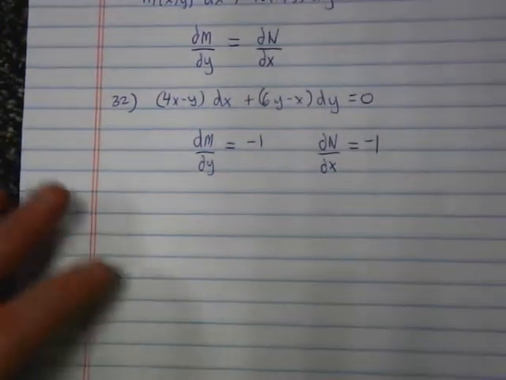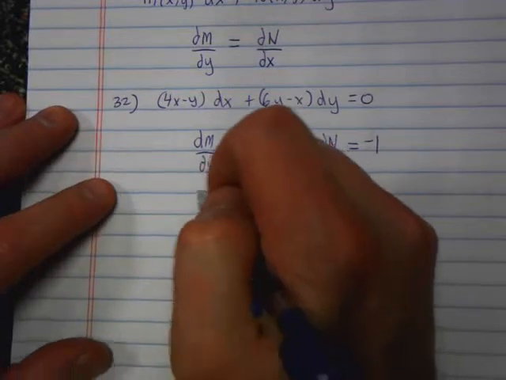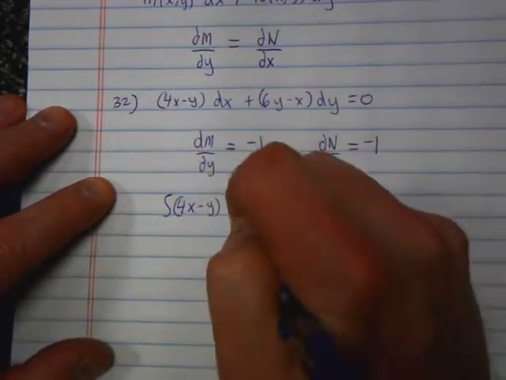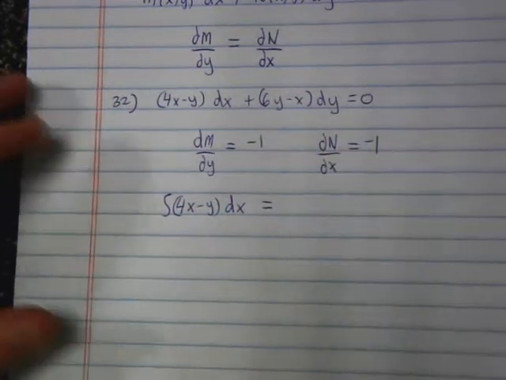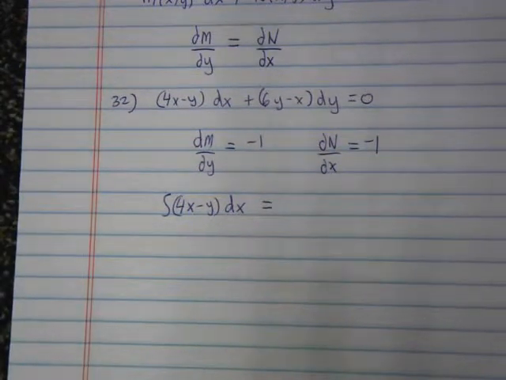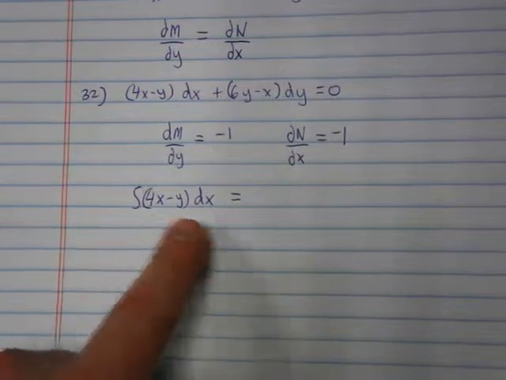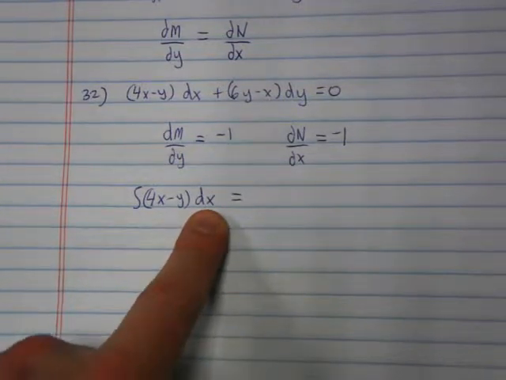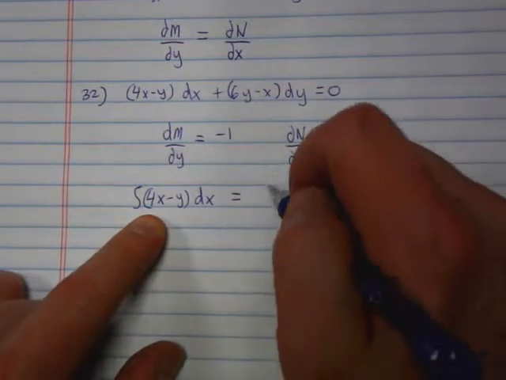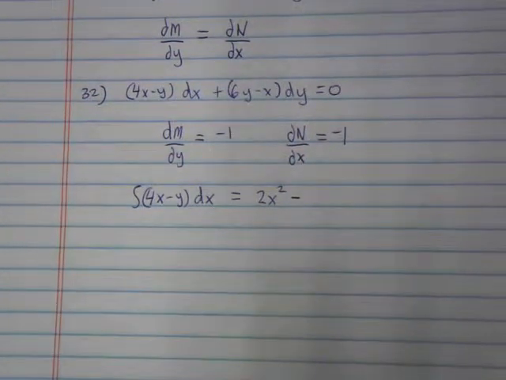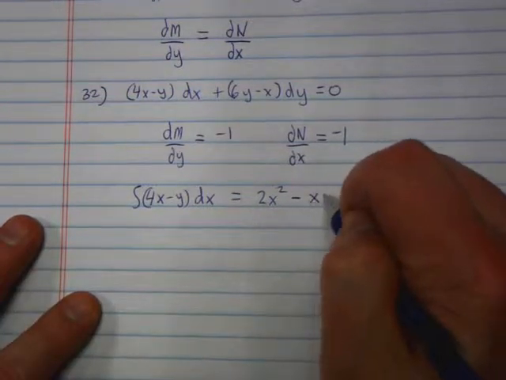To solve the equation, I'm going to take the integral of 4x minus y dx. What's the antiderivative of 4x? You're treating y as a constant. We are treating y as a constant. That's correct, because we're taking the integral dx, we are treating y as a constant. What's the antiderivative of 4x? 2x squared. Minus, what's the antiderivative of y? yx, because we're treating y as a constant here. I'm going to write it as xy.